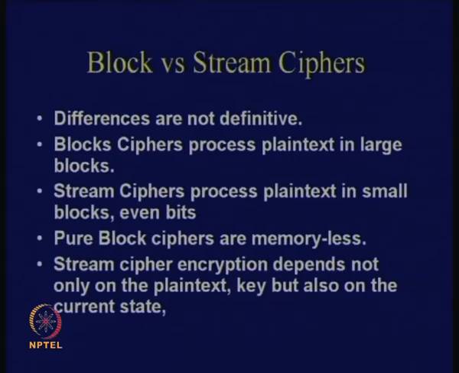Another important difference is that pure block ciphers are essentially memoryless. What does it mean? It means that the output at a particular time, say time t, does not depend upon what happened at time t minus 1. Therefore all the operations of your encryption function are independent of your previous operation. When I say pure block cipher mode, we remember the ECB mode. In such a scenario, block ciphers were memoryless.